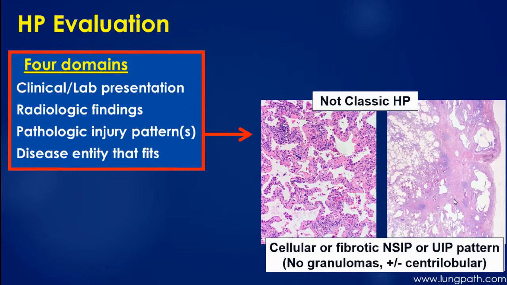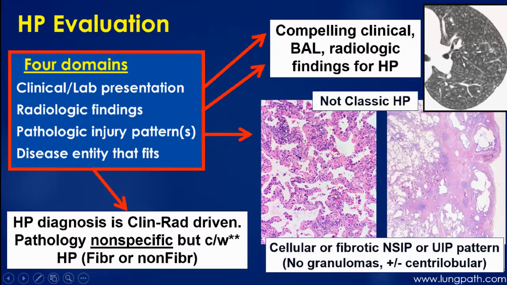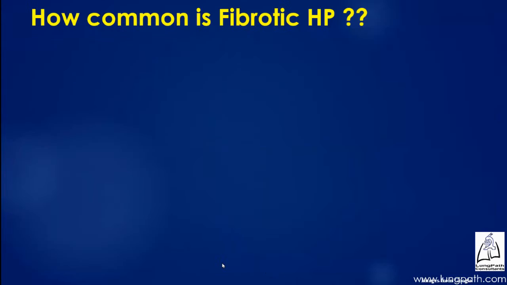In a case like this, where the biopsy is not quite classic, you need compelling clinical, bronchoalveolar lavage, or radiologic findings. When they are present and support a diagnosis of hypersensitivity pneumonitis, then the final diagnosis that the patient has is driven by the clinical and radiologic findings, remembering that the pathology is non-specific, but still consistent with either fibrotic or non-fibrotic hypersensitivity pneumonitis. So how common is fibrotic HP?